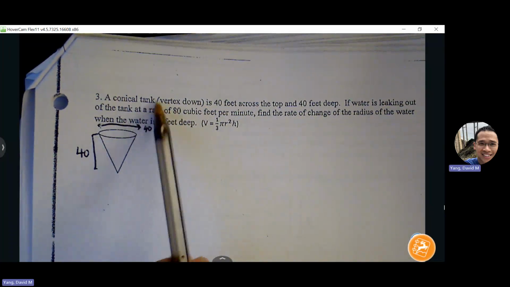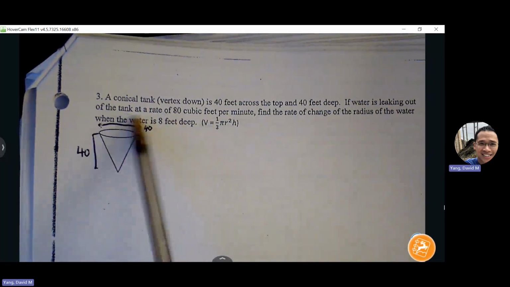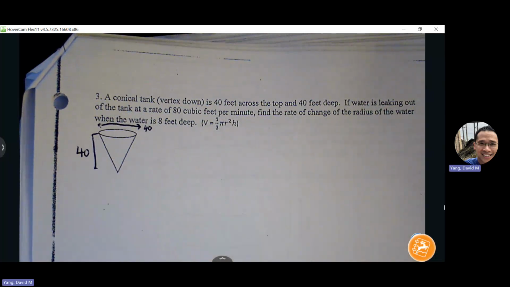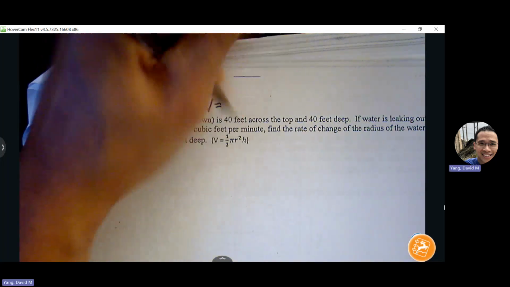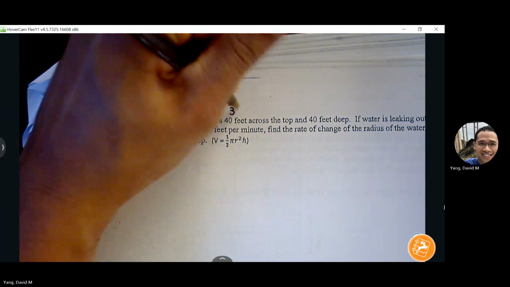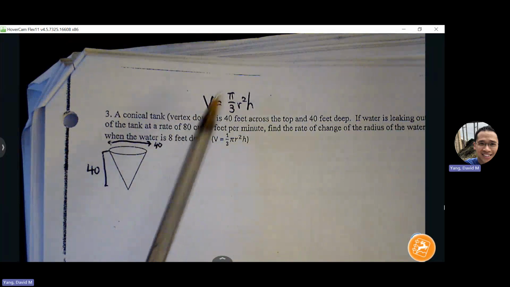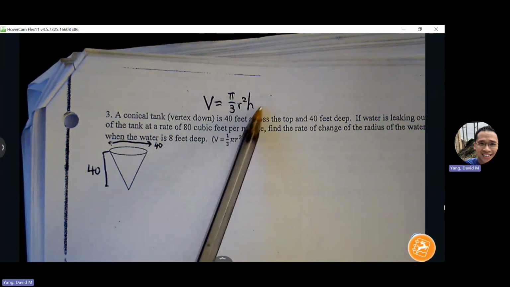It says, well, we have a cone tank that's vertex down, and water is leaking out of the tank. So usually, we just assume that it's leaking out from the bottom. Find the rate of change of the radius of the water when the water is 8 feet deep. So with cone problems, there's our formula there, pi over 3 r squared h. And the challenge with cone problems is that there are too many variables on the right side. And we want to reduce it down to 1.